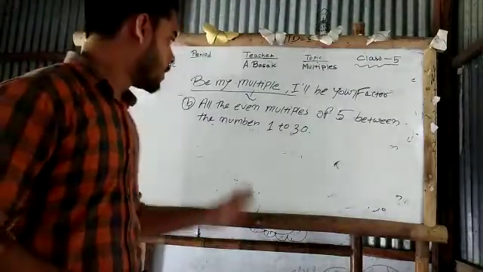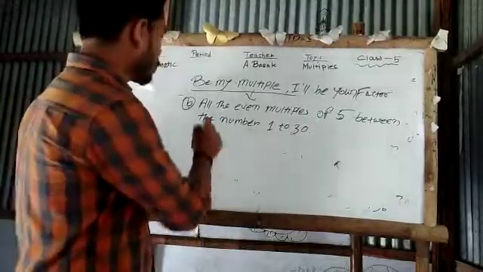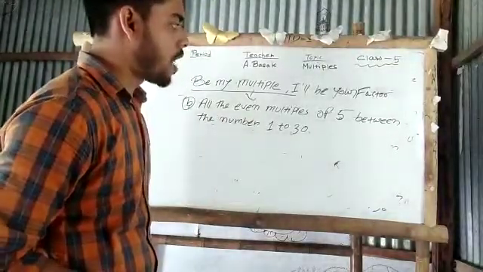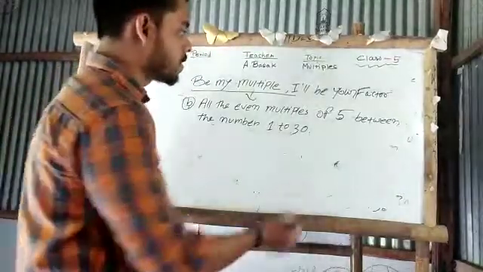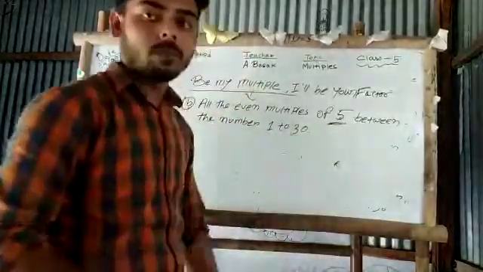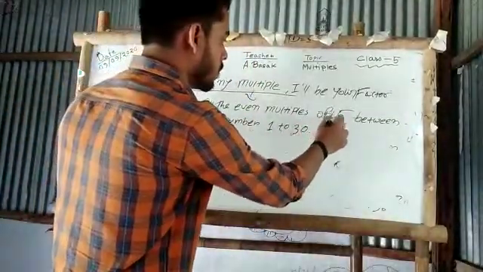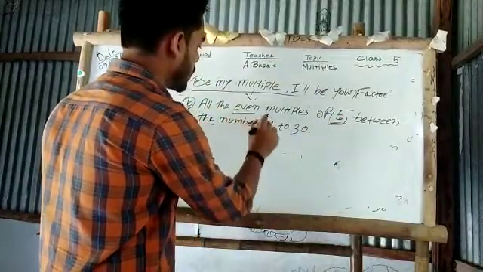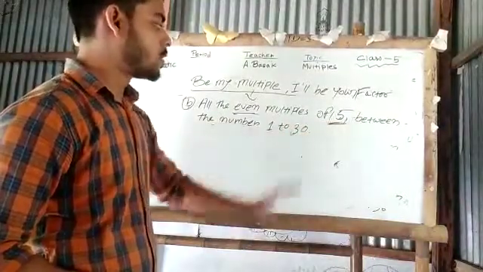Okay, so students, here is another question, that is question number B. So the question is, all the even multiples of 5 between the number 1 to 30. So in that case, first of all you have to determine the multiples of 5, and then you have to determine which number is even between the 1 to 30.